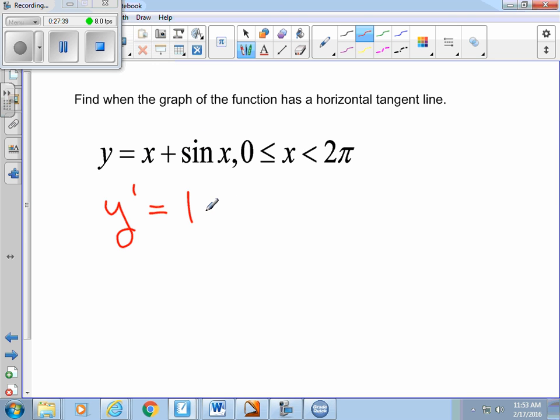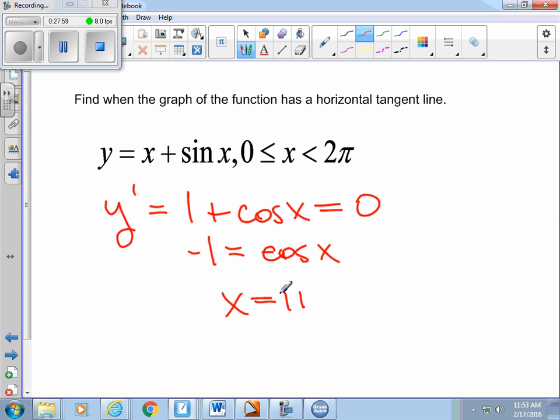What's the derivative of that? And I want to set that equal to 0. Is that something I can do? Potentially. Good. And when does cosine equal negative 1? Pi, right? Remember, cosine is the x value. It's negative 1 back there.